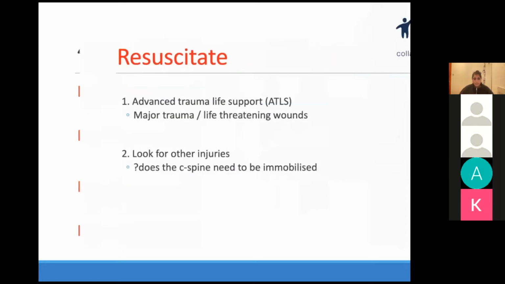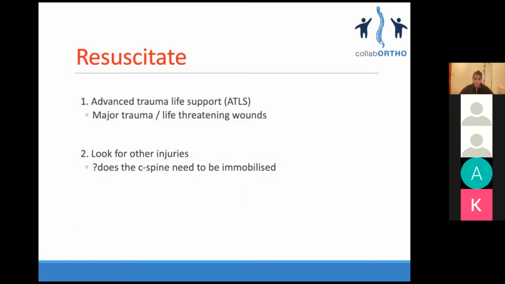So first of all, resuscitate. You assess the patient following the ABCD protocol. If there's a major trauma, you follow your ATLS protocol, which is very similar, and you essentially treat life-threatening injuries first. That could be a head injury, chest injury, abdominal injury. So all those injuries get treated first, and then you move on to the limb.